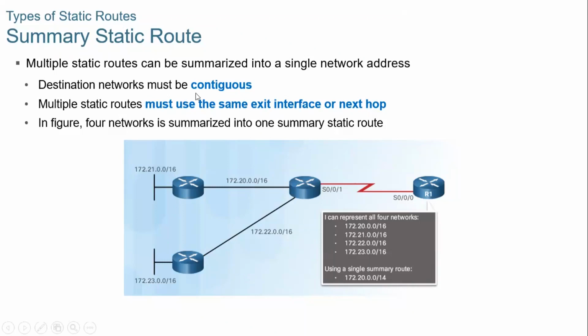One, the destination networks must be contiguous. Contiguous means they are in sequence. If you see here, 20, 21, 22, 23, so they are contiguous. You cannot have, say, 20, 64 or whatever it is. You actually can, but it will make it harder for you to have a summarized route, and it will not be effective. Okay. Two, multiple static routes must use the same exit interface or next hop. So for R1, all of these use the same exit interface and the same next hop IP, all of them. So R1 can summarize all of this.